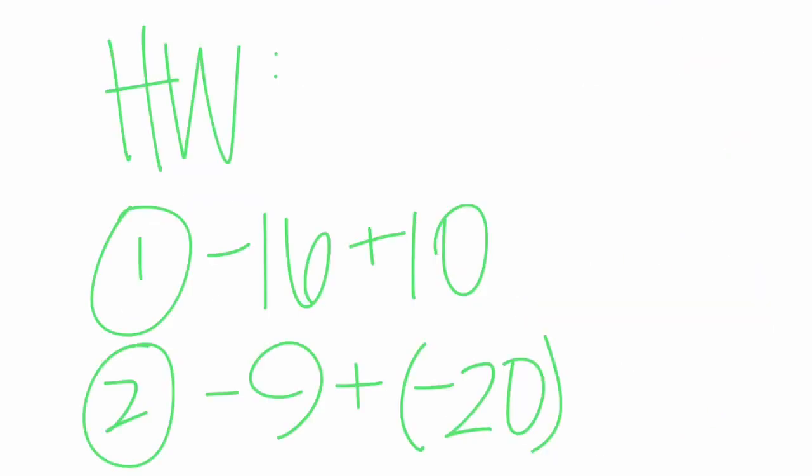Your homework is going to be 2 questions. Negative 16 plus 10. So think of you owe somebody $16, you have 10. Second question is negative 9. So you owe somebody 9, and then you borrow 20 more. So how much money do you have to pay back?